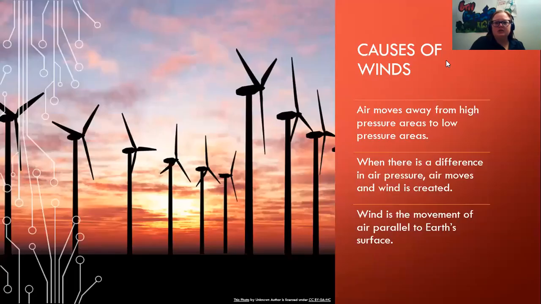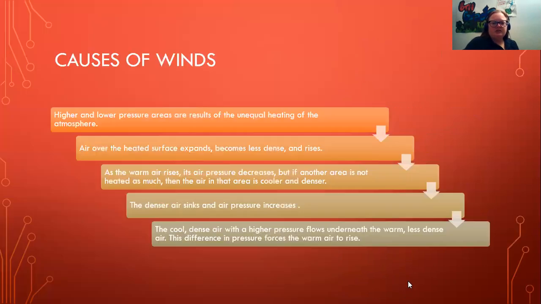Causes of winds. Air moves away from high air pressure areas to low pressure areas. When there is a difference in air pressure, air moves and wind is created. Wind is the movement of air parallel to Earth's surface. Higher and lower pressures are results of unequal heating in the atmosphere.